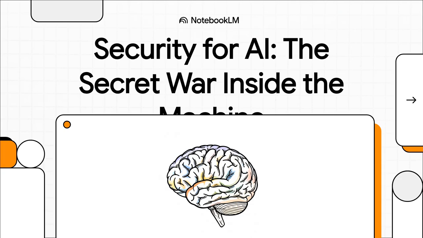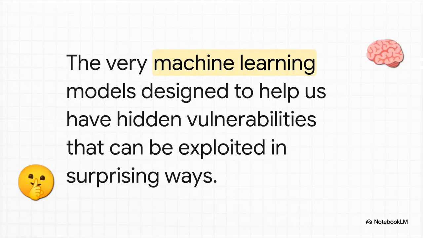Welcome to the Explainer. Today, we're going to peel back the layers on the AI systems we use every single day to look at a hidden battleground. We are talking about adversarial machine learning, or what's really the critical field of security for AI. And look, that's not just some line to get your attention, it's a fundamental truth. The very machine learning models that are designed to help us, from identifying photos to spotting threats, they have these hidden vulnerabilities that can be exploited in really surprising ways.